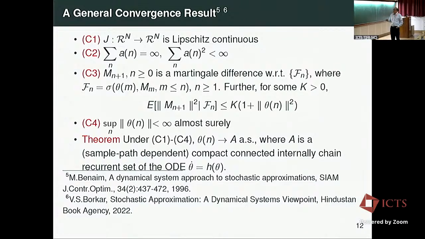So the theorem essentially is from this paper by Michel Benaim, also available in Borkar's book. What it says is if you have all of these conditions holding, then theta n converges to A almost surely, where A is a sample path dependent compact connected internally chain recurrent set of this ODE. This H is essentially, oh sorry, this should be J, not H. Yeah, there's a typo again.